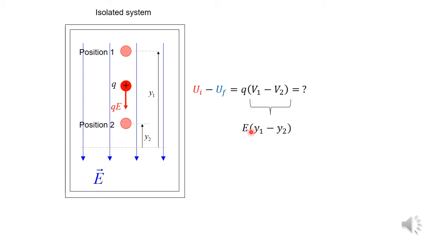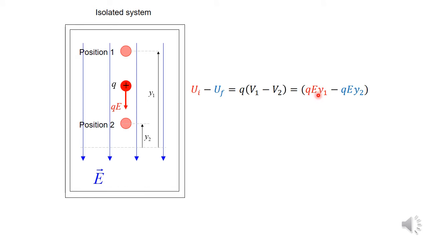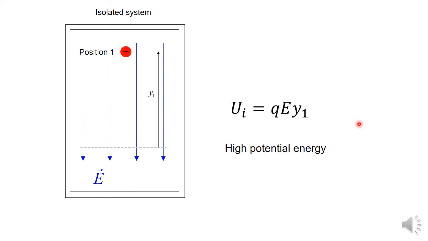And in this case, we can write the distance as y1 minus y2, because y1 minus y2 will give you a positive number, and we know that V1 minus V2 is positive. So we can write the difference in potential as E times (y1 minus y2). We can push the Q and E inside, and then write it as QEy1 minus QEy2. So we can then identify that the initial potential energy of the charge-field system, the system consisting of the charge and the electric field, U initial, is QEy1.